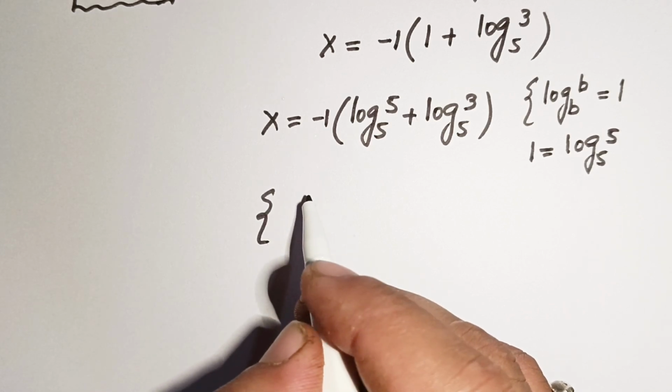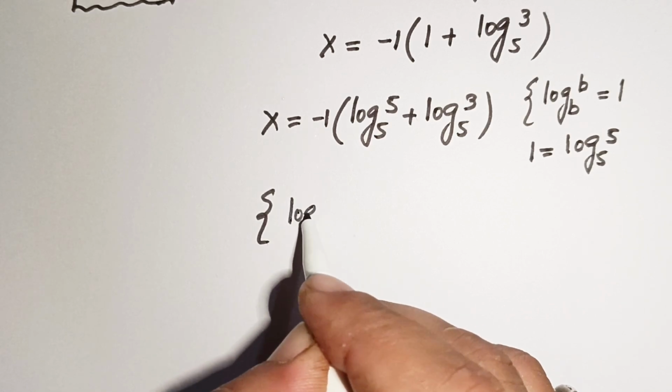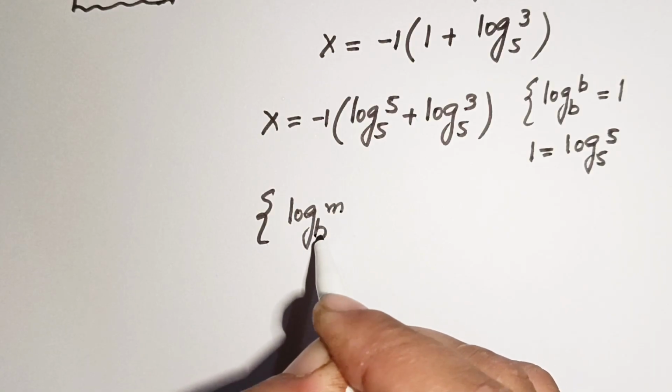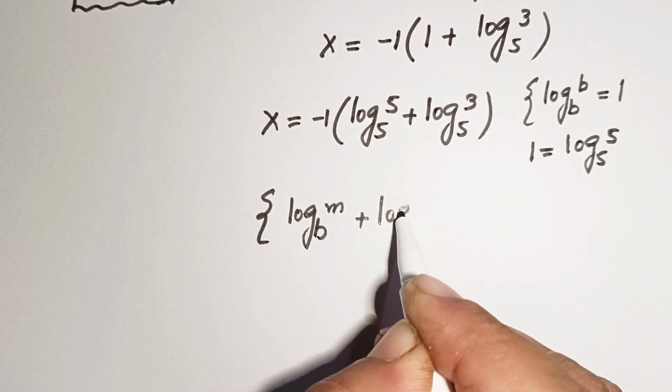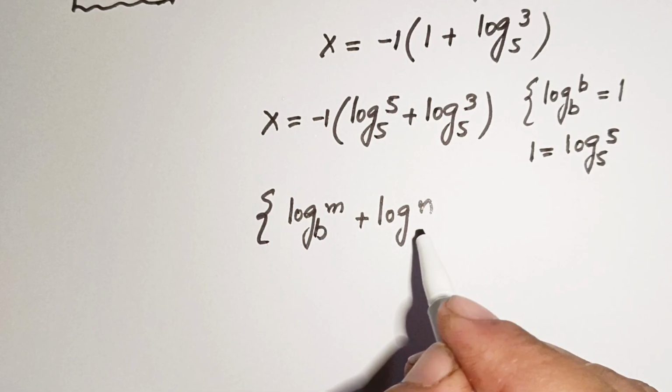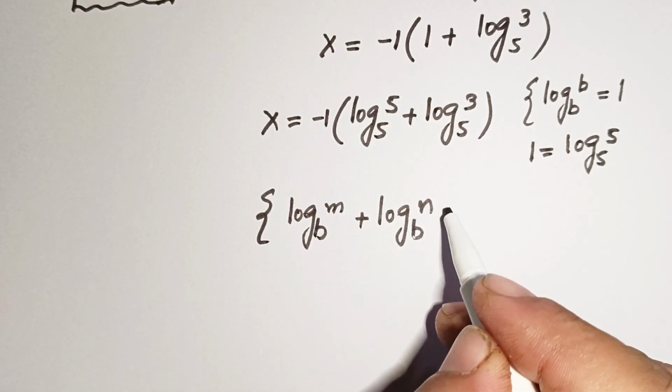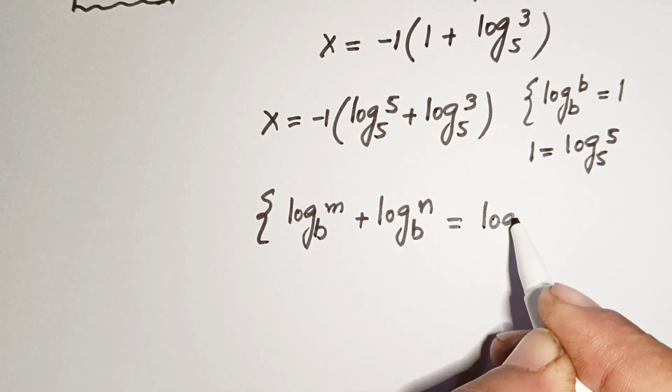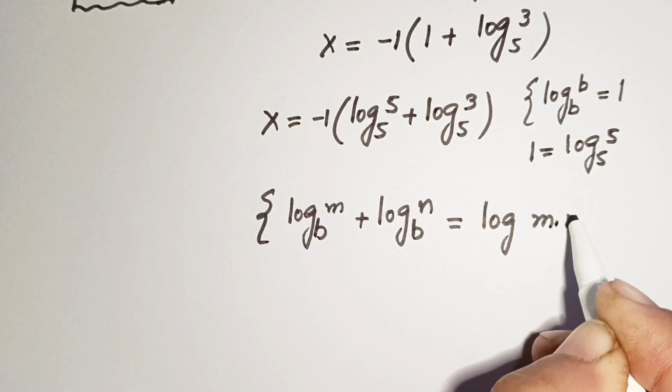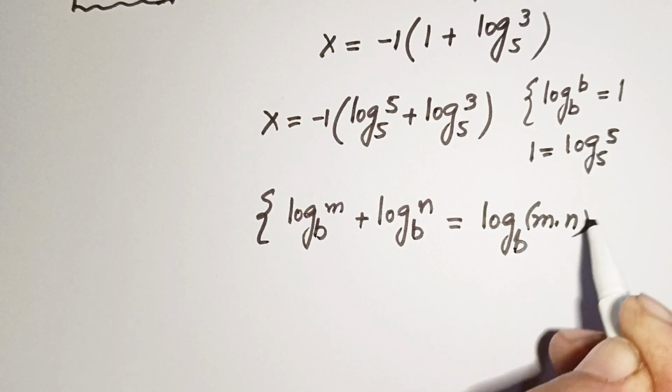If we have log m to base b plus log n to base b, having the same basis, then it will be equal to log m times n with base b.